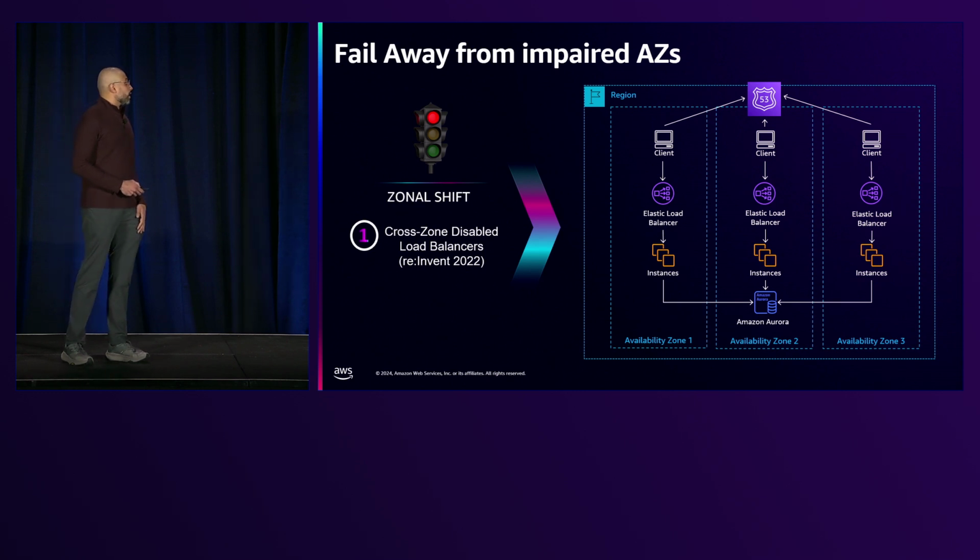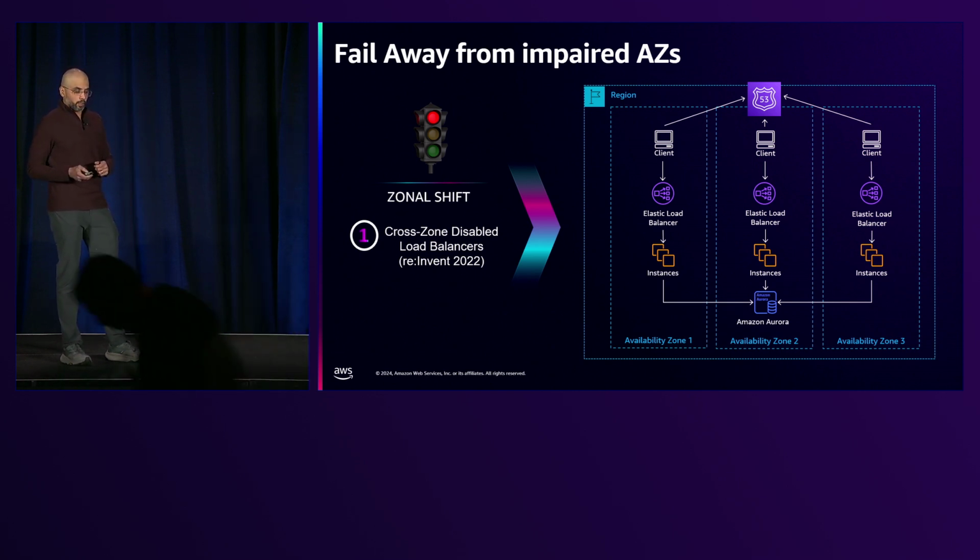Availability, again, is a top priority for Elastic Load Balancing. A great way to architect for availability is to have your load balancer spread across 3 zones. And this is useful because even if you had one of the AZs impaired, you have an additional availability zone of availability.